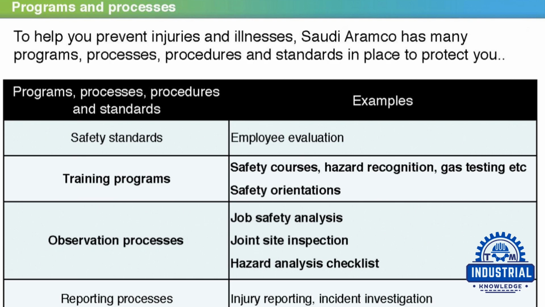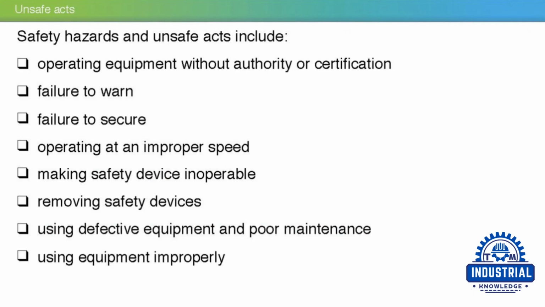you. Examples: safety standards, employee evaluation, training programs, safety courses, hazard recognition, gas testing, etc., safety orientations, observation processes, job safety analysis, joint site inspection, hazard analysis checklist, reporting processes, injury reporting, incident investigation, unsafe acts.